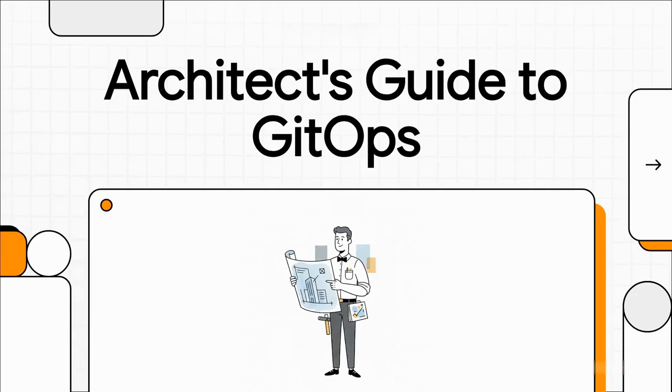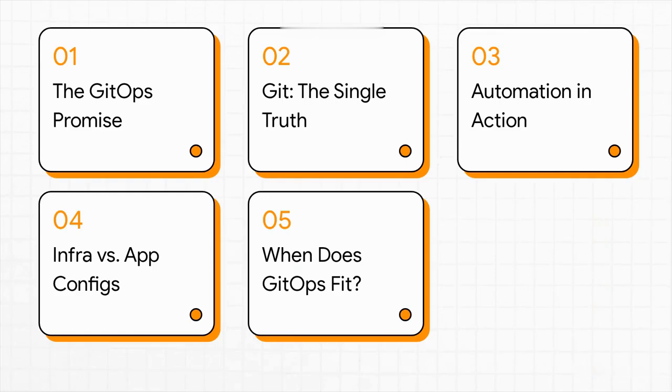All right, let's dive right in. We're going to talk about a powerful operating model that's really changing the game for managing cloud-native systems. Think of this as your practical architect's guide to GitOps on AWS. So here's what we're going to cover.